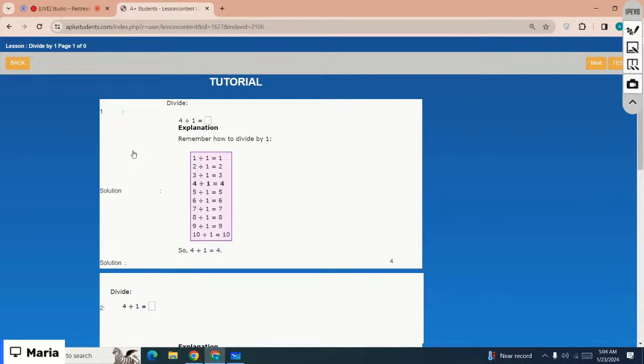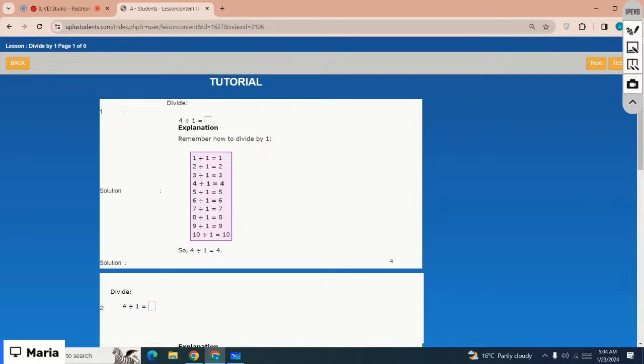The first example is 4 divided by 1. So whenever we divide a number by 1, the answer is exactly the same number, right? You can see the table. 1 divided by 1 is 1, 2 divided by 1 is 2, 3 divided by 1 is 3, and 4 divided by 1 is 4, right? So no matter what the number is, if you are dividing by 1, the answer is the same number, right?